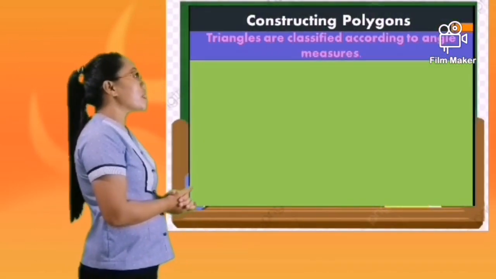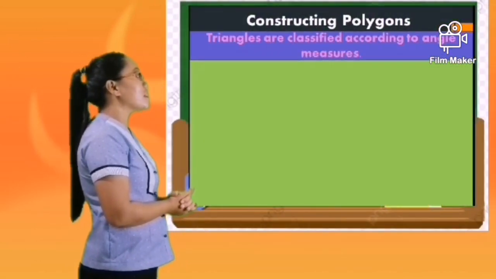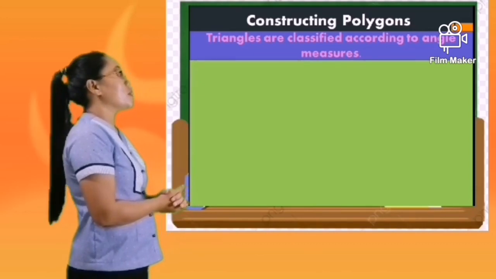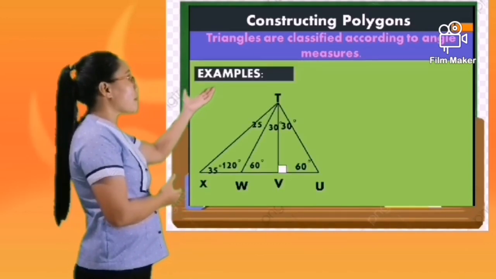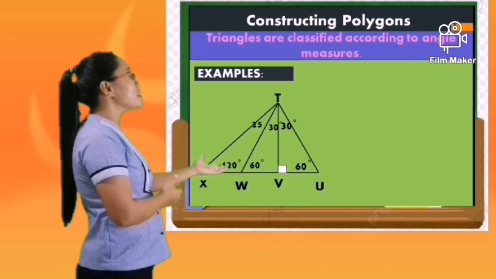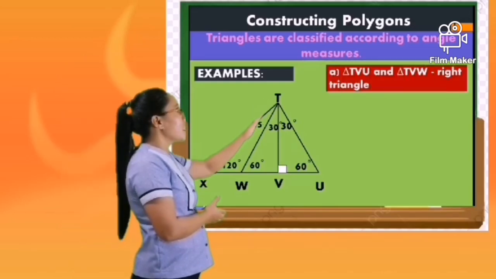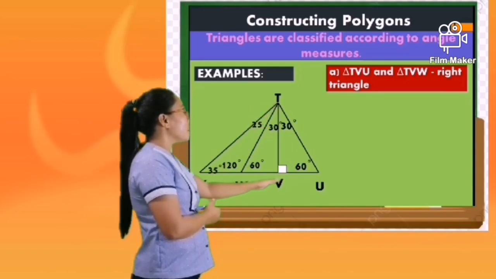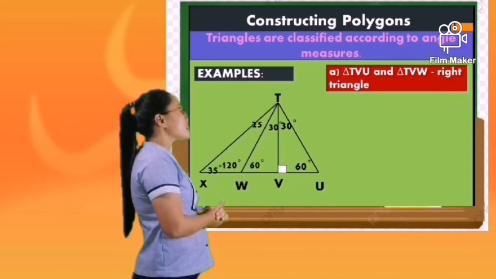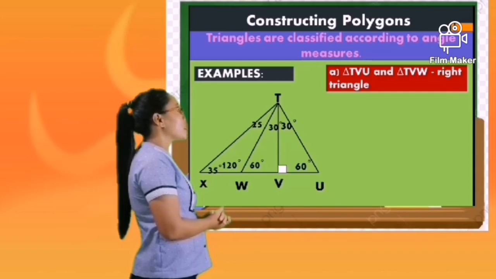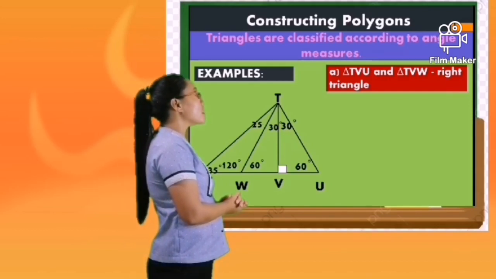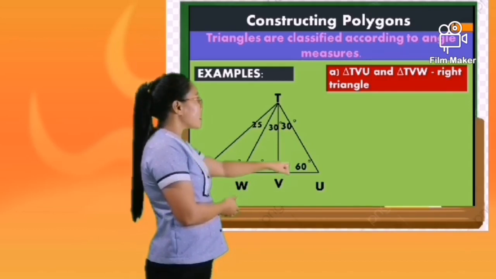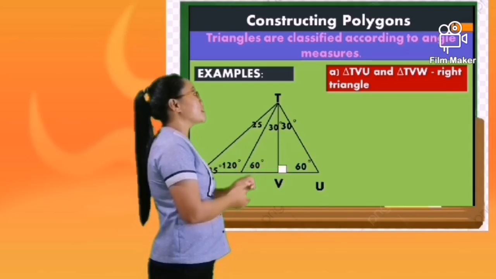So we have here examples of triangles that are classified according to angle measures. With these given examples and given measurements, triangle TVU and triangle TPW are examples of a right triangle because the measurement of an angle here is 90 degrees.